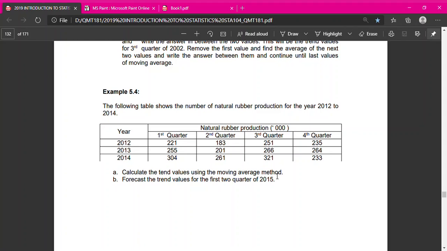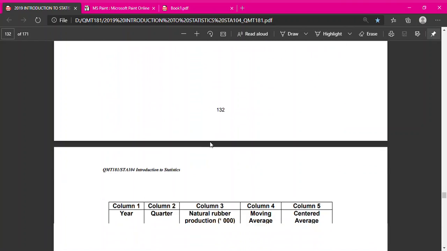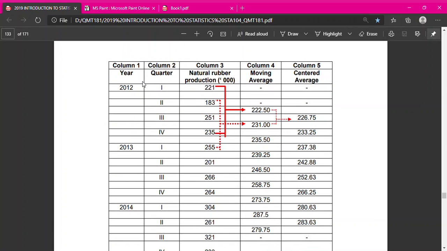If we look at data like this, the question doesn't tell whether you need to find the moving average for the odd or the even period. But you just look at the category here, quarterly. So you have to do a 4 period moving average. First thing first, you need to arrange your data in this form. The first column will be the year, the second column will be the quarter, and the third column will be your Y or your variable, which is the natural rubber production.